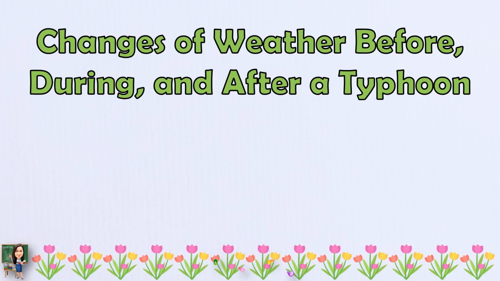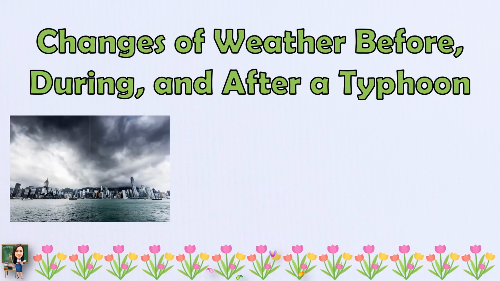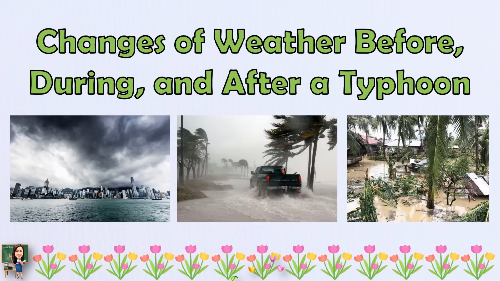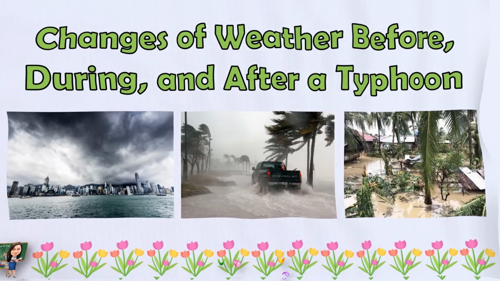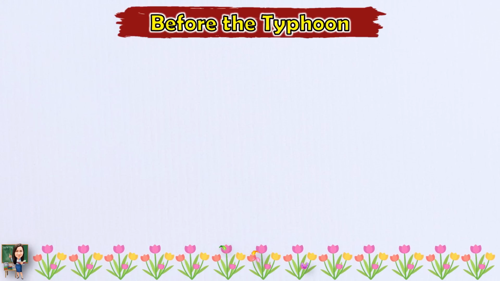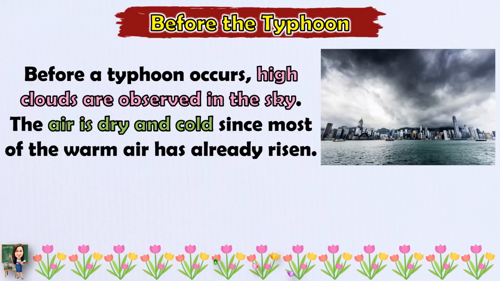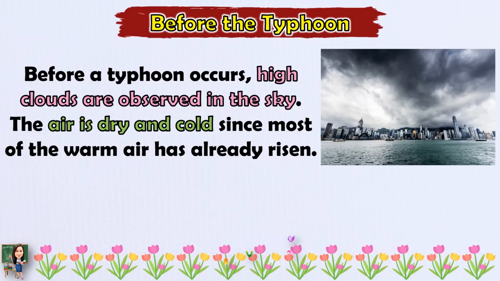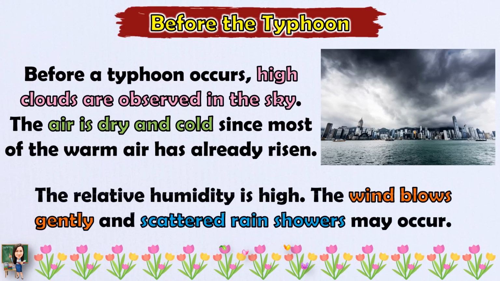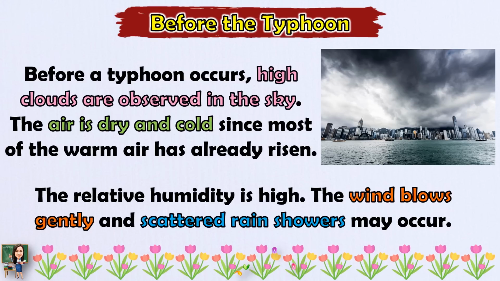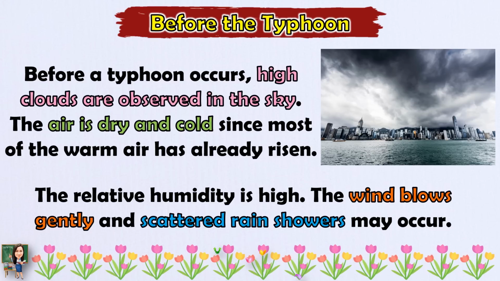And now let us see the changes of weather before, during, and after a typhoon. Before the typhoon. Before a typhoon occurs, high clouds are observed in the sky. The air is dry and cold since most of the warm air has already risen. The relative humidity is high. The wind blows gently and scattered rain showers may occur.